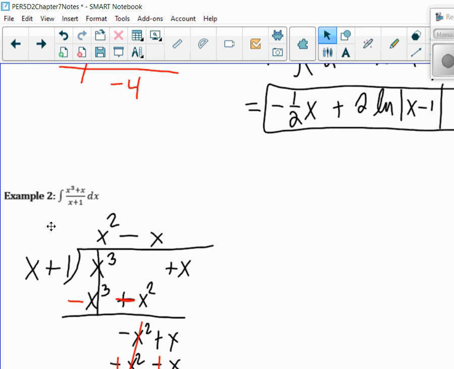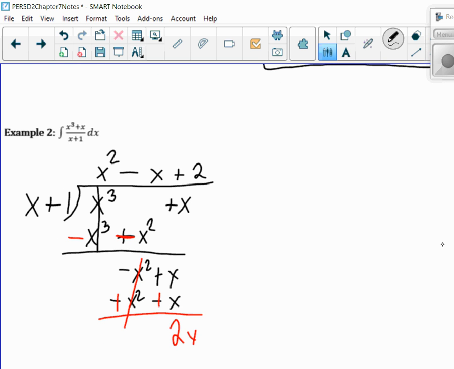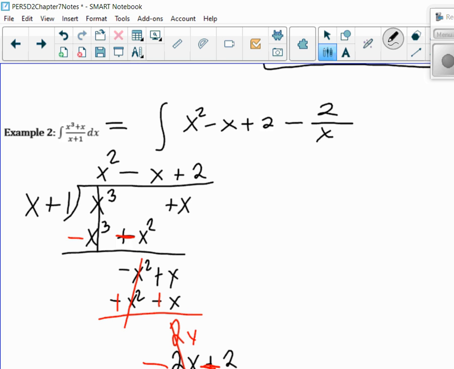So how many times does x go into 2x? 2 times. Again, 2 times x is 2x. 2 times 1 is plus 2. We subtract, switch the signs. These cancel, and I'm left with a minus 2 as my remainder. So what is this rewritten as? x squared minus x plus 2. And then what do I do with this remainder? Yeah, put minus 2 over x plus 1. This whole thing is with respect to dx.